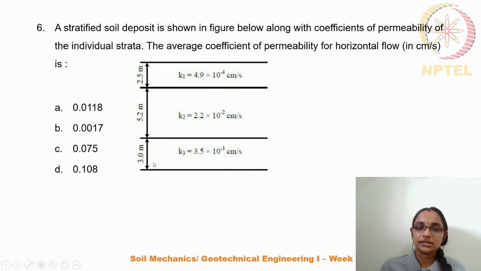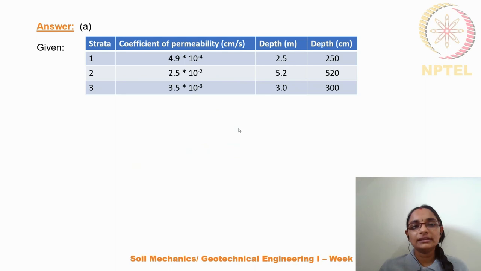So in this soil strata, flow can either be in the vertical direction, perpendicular to the soil strata, or in the horizontal direction, parallel to the soil strata. We are given the depth of each soil stratum as well as its coefficient of permeability. So how to determine it? We are given that the coefficient of permeability is 4.9 times 10 raised to minus 4 centimeter per second for the first 2.5 meter.